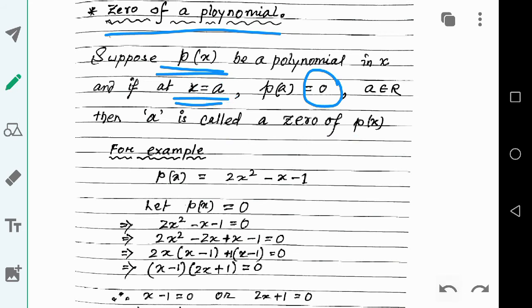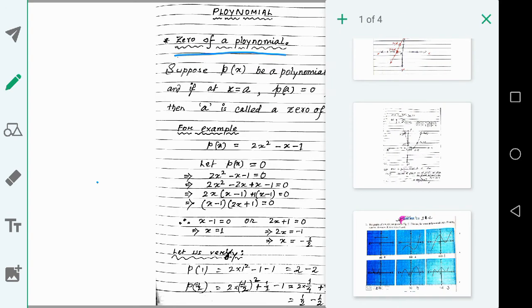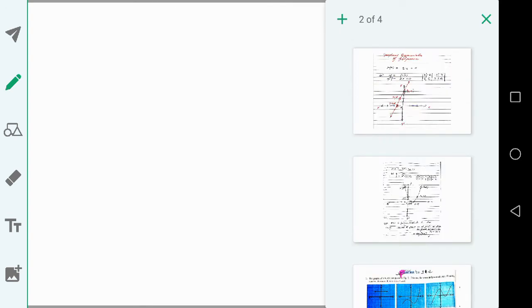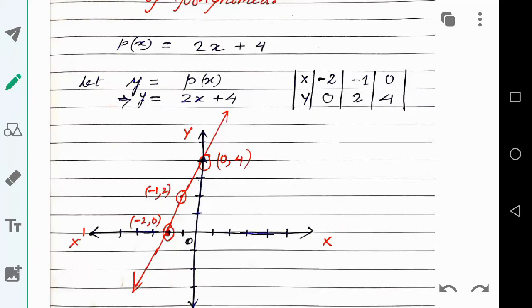Now let's move on to the next topic: graphical representation of a polynomial. So how to represent a polynomial graphically? Let us take a linear polynomial first. p(x) is equal to 2x plus 4. In order to represent this polynomial graphically, let us consider y is equal to p(x), that is 2x plus 4.